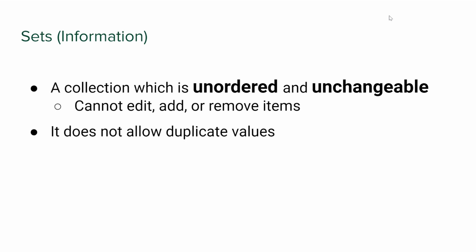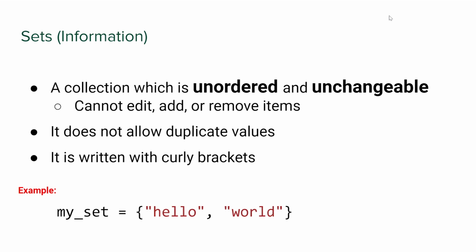It does not allow duplicate values. In lists, you can have duplicate values. You can have the number 5 ten times, no problem. In sets, you can't. Each value must be unique. And it's written with curly brackets. With a list, you have square brackets to define it, let's say my list equals square brackets, then the elements inside. There can be numbers, integers, strings, and so on. For a set, you write it with curly brackets outside rather than square brackets. So an example is as follows: my set equals curly brackets, with the elements being hello and world.